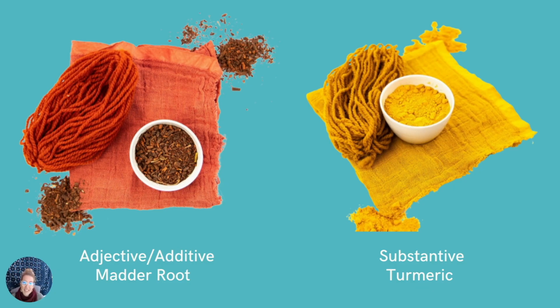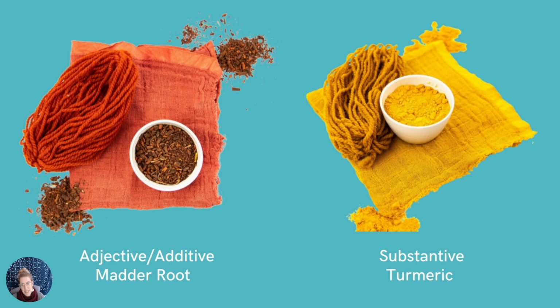Now, natural dyes are either adjective or additive dyes, or they're substantive dyes. Adjective or additive dyes must use a mordant, which is a chemical that affixes the dye to the fiber. It creates a bond with the fibers. These types of dyes are the most common type and have been used for at least 2,000 years.